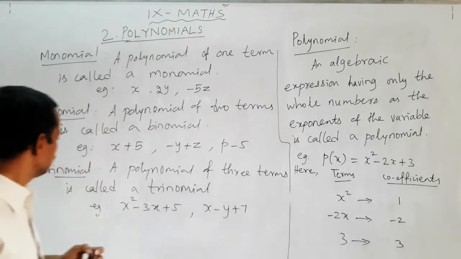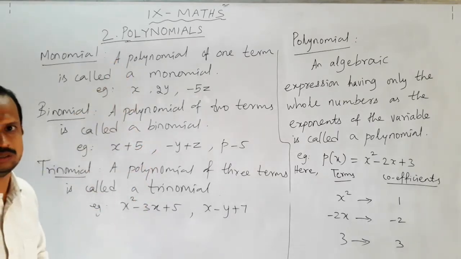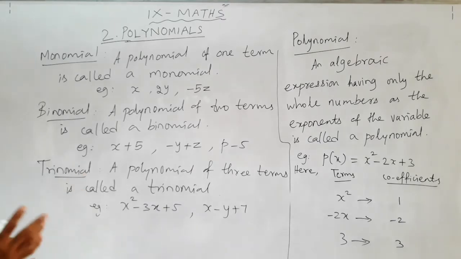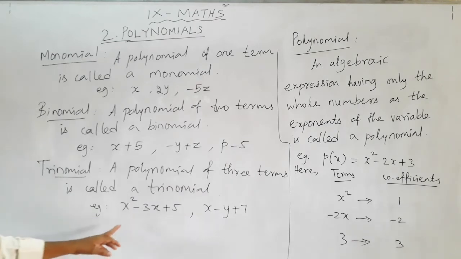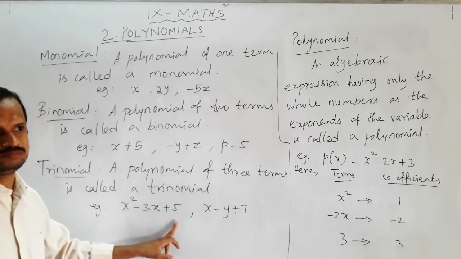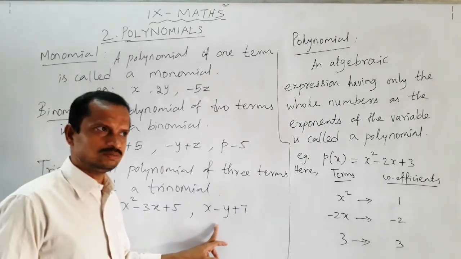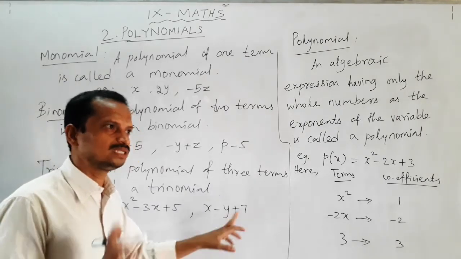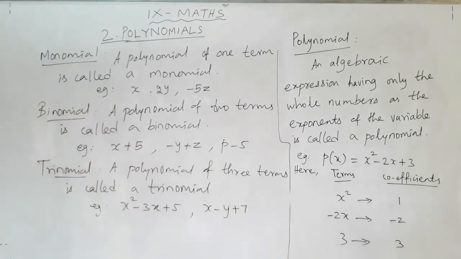So binomial. Trinomial. A polynomial of 3 terms is called a trinomial. Tri means what? 3. So mono means 1, bi means 2, tri means 3. According to that, we are saying monomial, binomial, trinomial. A polynomial of 3 terms is called a trinomial. Example, x square minus 3x plus 5. You see, one term x square, another term minus 3x, another term 5. So totally, how many terms are there? 3 terms. And here, how many terms? 3 terms: x, and then minus y, and then 7. So these are the trinomial examples. So you take all these aspects. Clear? So this is based on the number of terms.